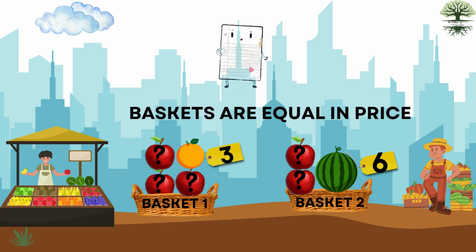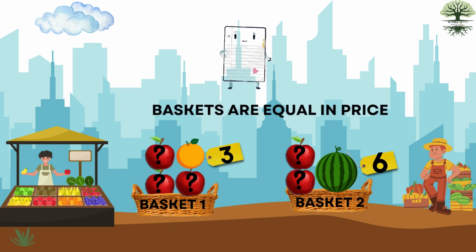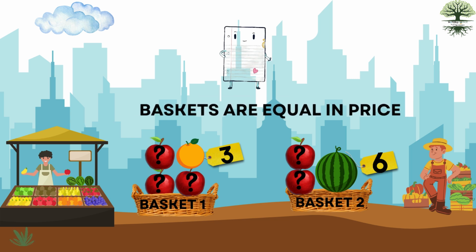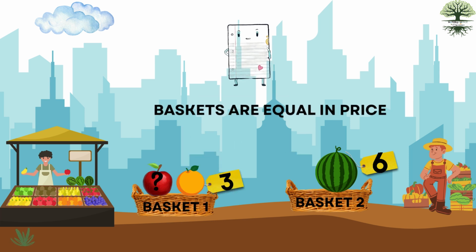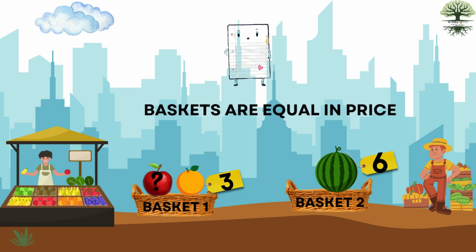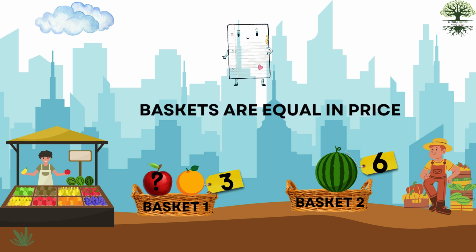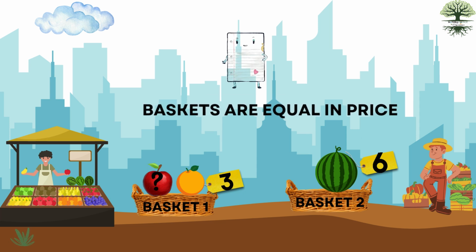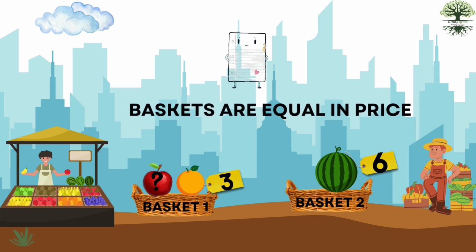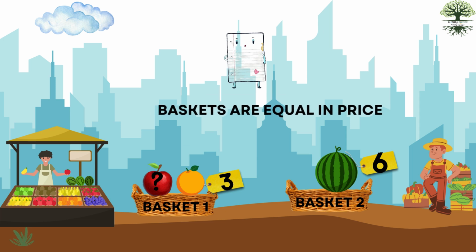Since we know the baskets are equal in price, we can simplify them step by step. Both baskets have apples and all apples cost the same. Let's remove 2 apples from each side to simplify things. In basket 1, this leaves 1 apple and 1 orange. In basket 2, this leaves just 1 watermelon. Now the problem is much simpler. We know the remaining items in both baskets are still equal in price. 1 apple plus 1 orange in basket 1 is equal to 1 watermelon in basket 2, and we know the prices of the orange and watermelon.